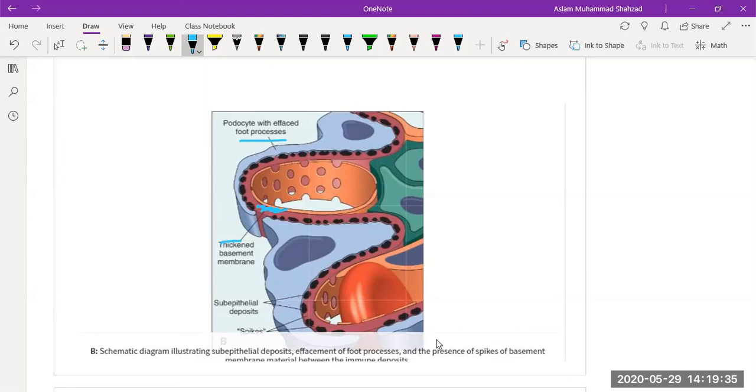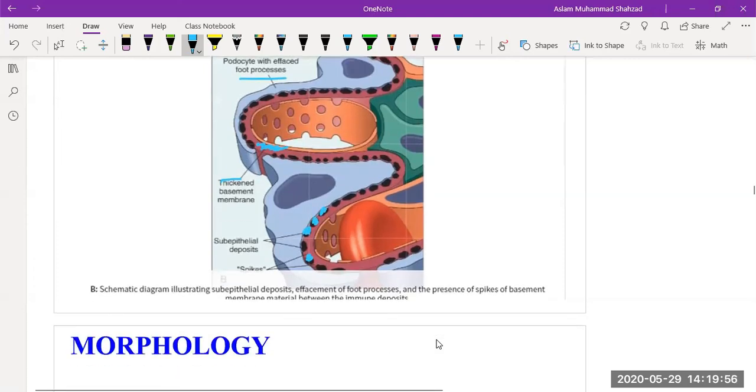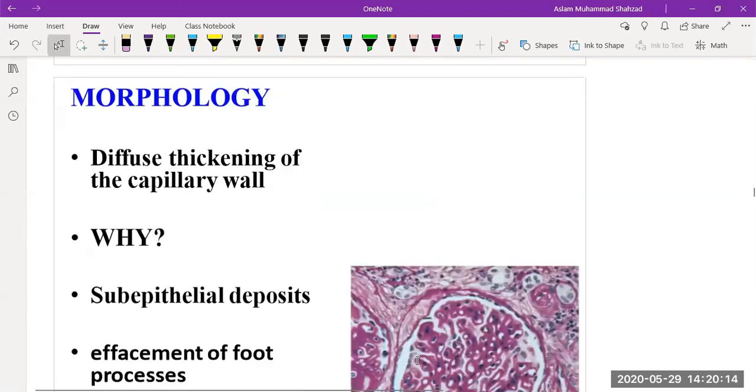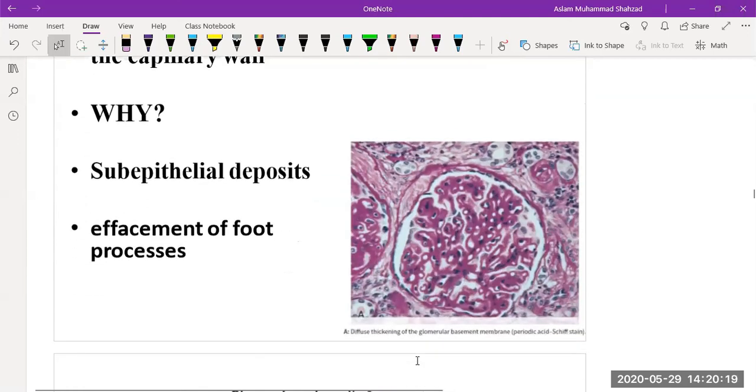And then we found subepithelial deposits, the black areas showing you the presence of subepithelial deposits, and they show the presence of spikes, meaning they are present at regular intervals, and they are responsible for that. The characteristics are a thick basement membrane and then the subepithelial deposits. And why does this occur? Because of the deposition of immune material. So we mentioned diffuse capillaries. Why? Because of epithelial deposits and then effacement of the foot processes.